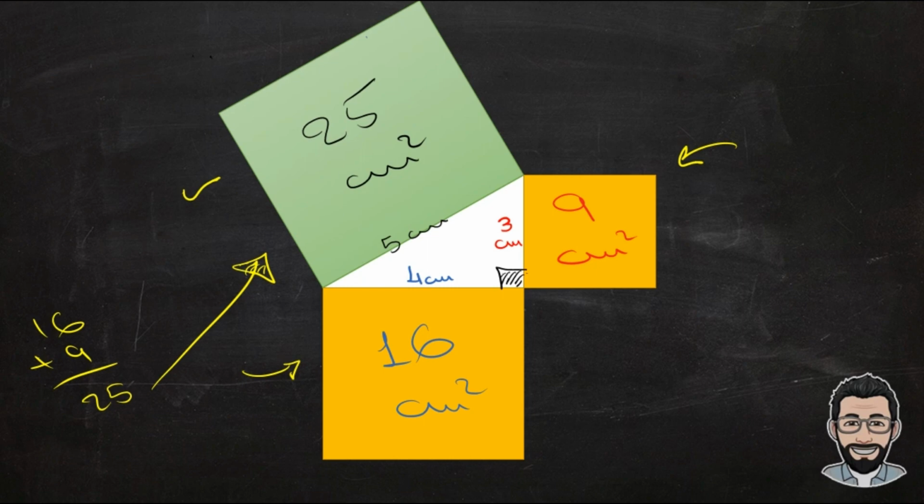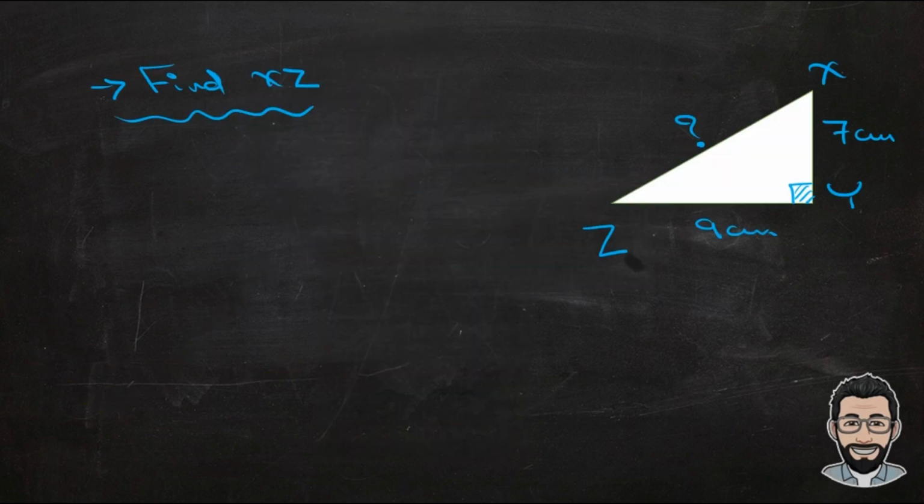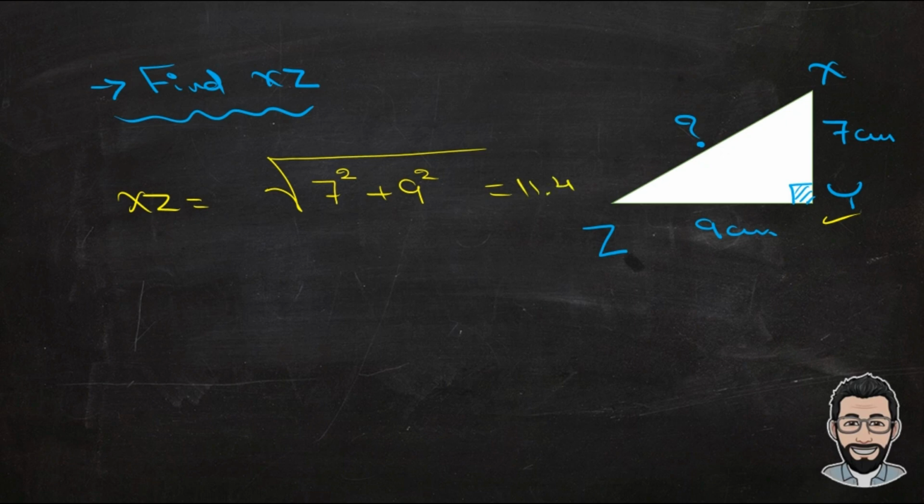But how can we solve questions on this theorem? Just I'm going to ask you to find any side of these three sides. For example, in this triangle XYZ is a right angle triangle at Y, and he gives you XY and YZ. Can you find XZ? It's going to be what? Firstly, you're going to write XZ equals, look, in just one step, you're going to press here a square root, 7 power 2 plus 9 power 2 equals 11.4 centimeters.